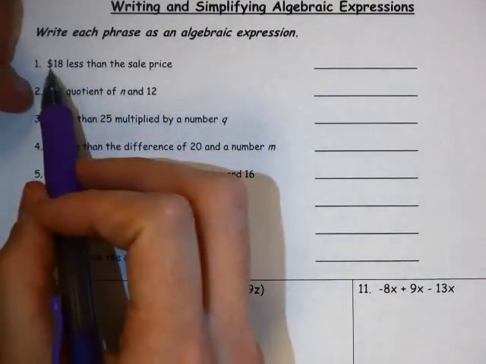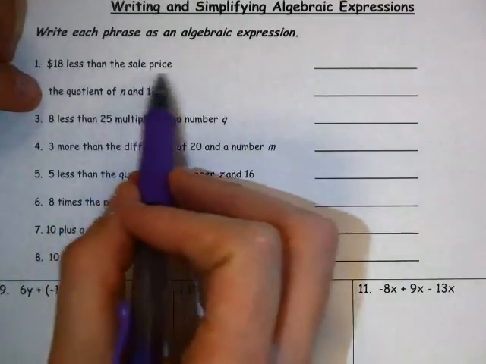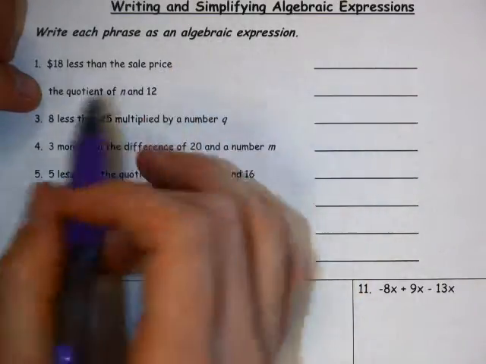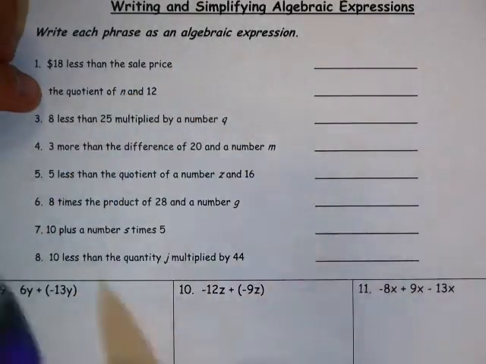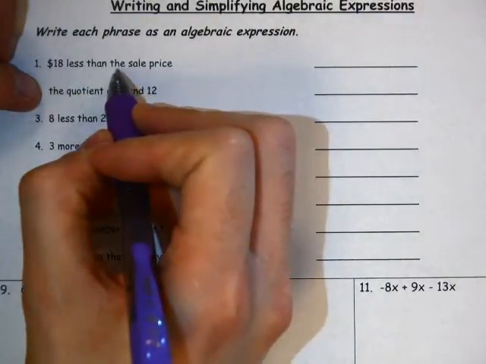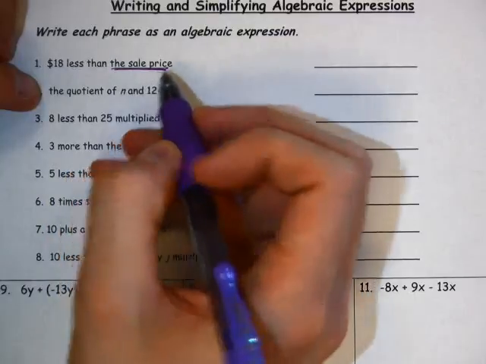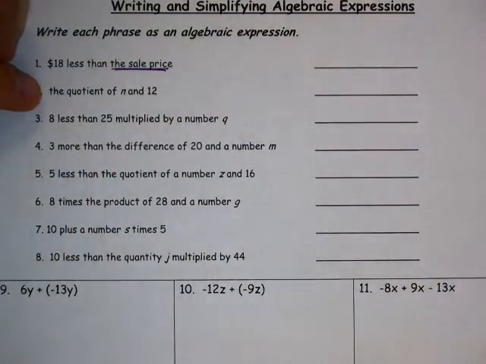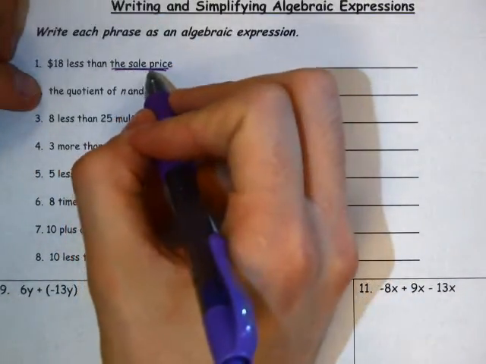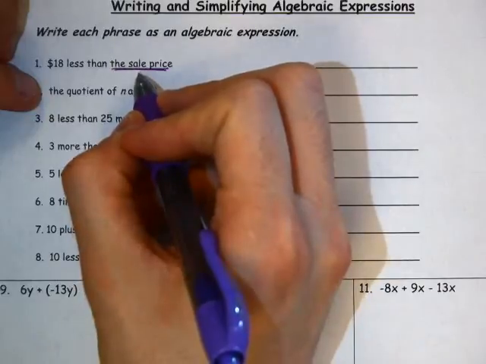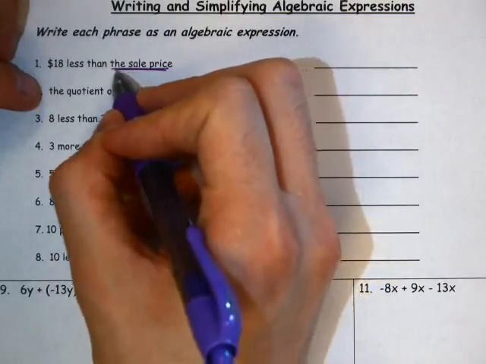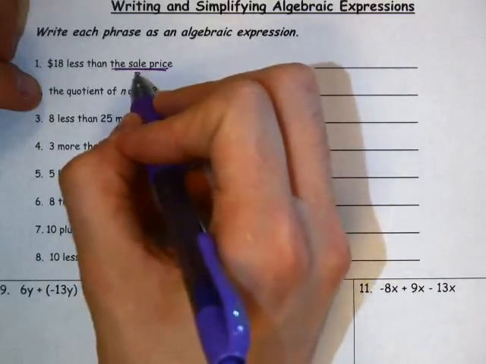So look here, 18 less than the sale price. Okay, so the difference between this and some of the other examples I've done is it doesn't give you a definite value for the sale price. So what we're going to do is we're just going to pick a variable. It doesn't matter what it is. It could be S, it could be P, but pick a letter that represents the value of the sale price. So let's pick P.